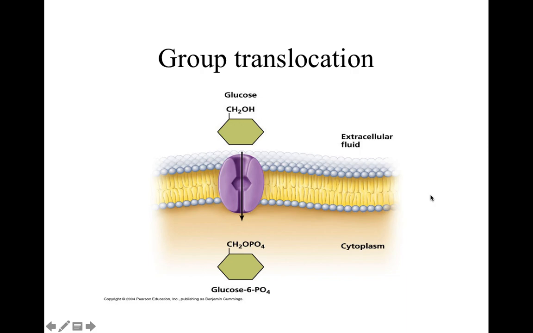Group translocation, folks, is only found in prokaryotes, and this is when the molecule that's being transported across the membrane is chemically modified. Here we see that in many bacteria, when they're transporting glucose into the cell, they'll phosphorylate it. That's an example of what we call group translocation. We don't see it in eukaryotes.